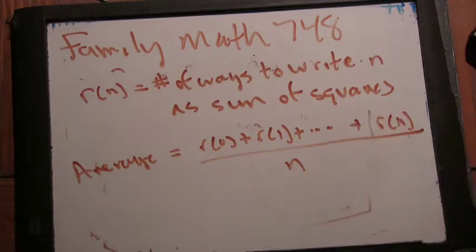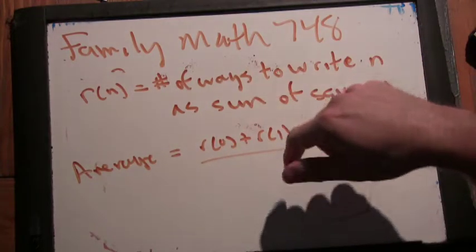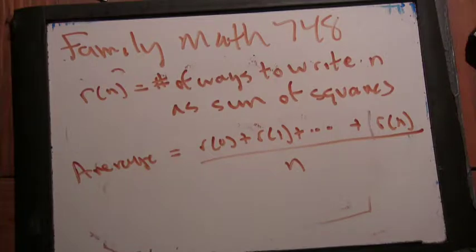So hard to say anything about the function itself, but maybe we can say something about the average. And that tells us if we pick an integer at random, positive integer, how many ways are there to write it as the sum of squares?